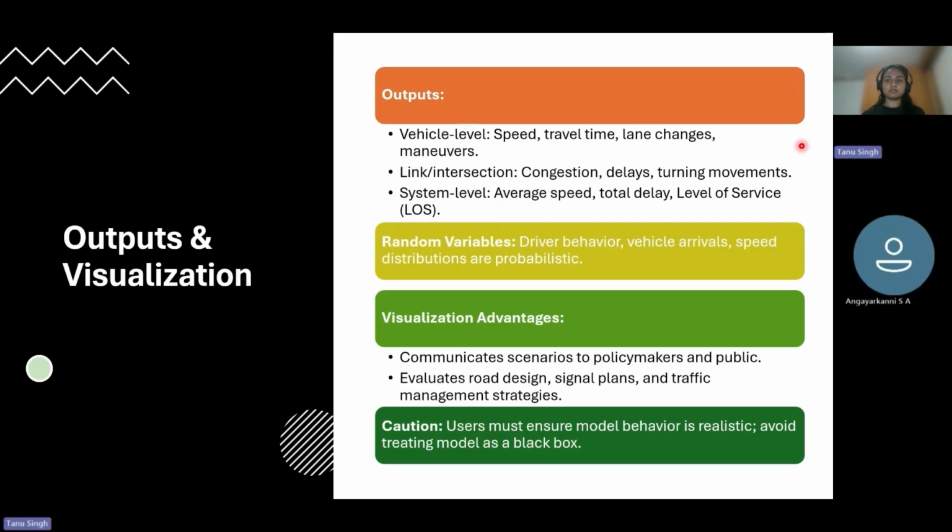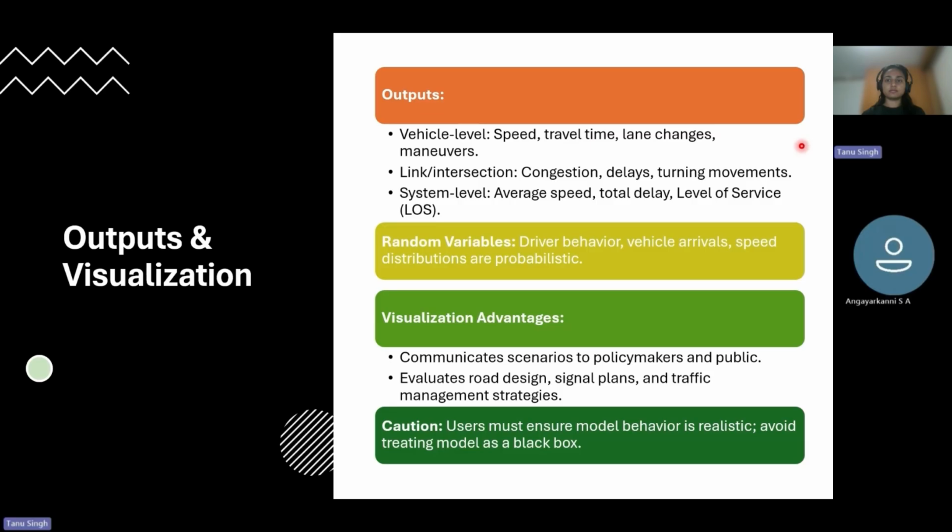Many aspects of traffic, like driver behavior or vehicle arrival, are modeled as random variables. You can define parameters like mean and variance, but the model also handles much of this internally. Though we can give it, if we are not giving it, the model internally handles these conditions and then gives the output.